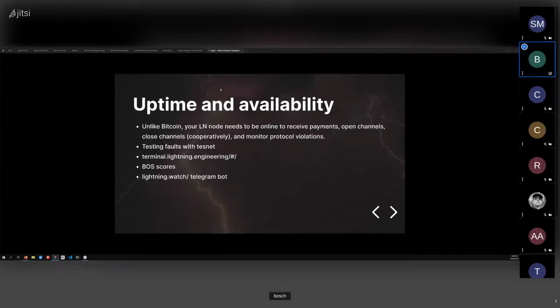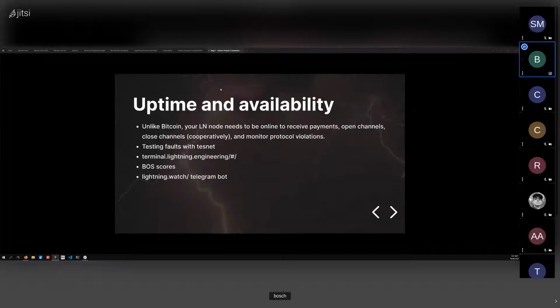These are things probably worth checking out and being ready for in case they happen. Terminal Lightning is a scoring website. It uses uptime and availability as one of its metrics to determine what a good Lightning Network node is. Another thing is BOS scores. It wasn't really mentioned in the book, but I'm pretty sure they were around when the book was written. BOS scores are essentially the same kind of thing. They score nodes based on a bunch of heuristics, one of them being uptime and availability, which is probably one of the most major heuristics you want to look at.